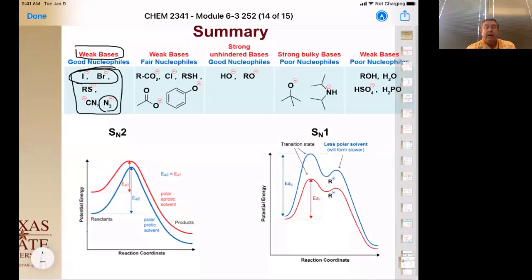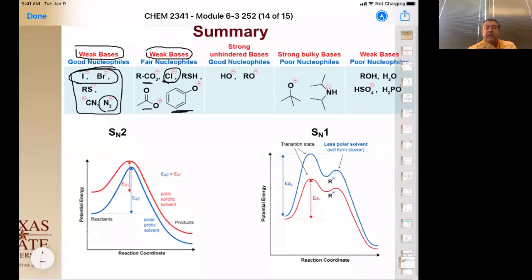Okay. Now, in the weak bases, this is the strongest acid, the carboxylic acids. This is weaker, the chloride here. These are weaker bases. These are all weak bases, but they are fair nucleophiles. Remember, chlorine's a fair nucleophile because it's not very polarizable.